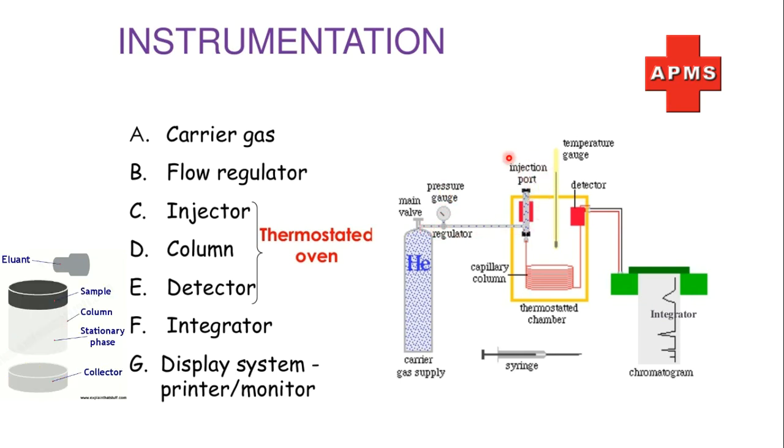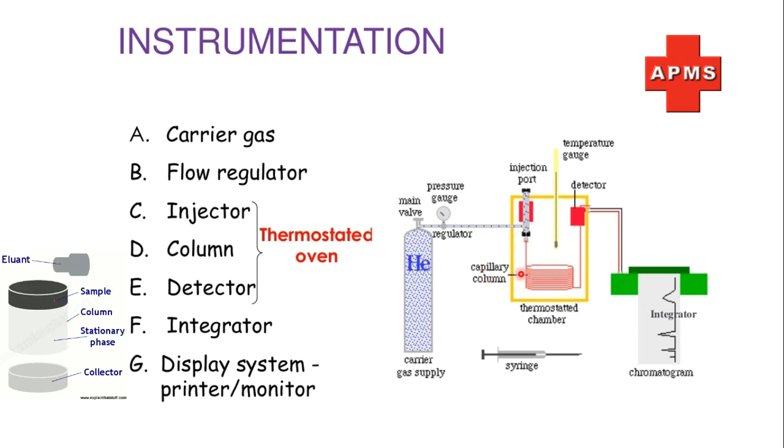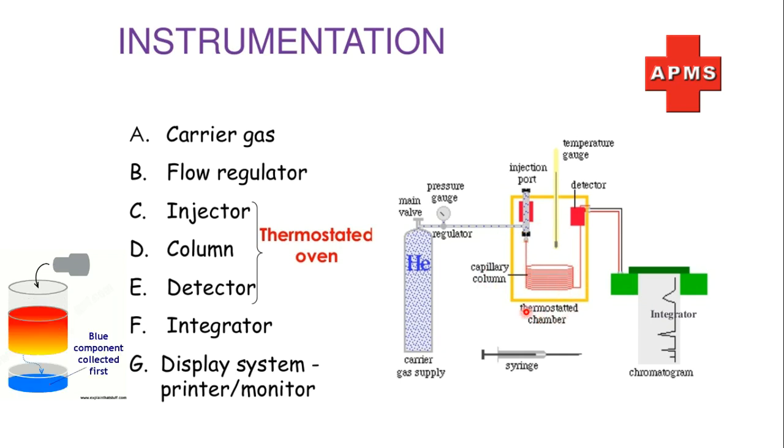This is the injection port of the sample, where we inject the sample using a syringe, a syringe-type device, into this sample injection chamber, and then it enters into this column. A capillary column means a type of hollow column. There are many types of columns which will be studied later.